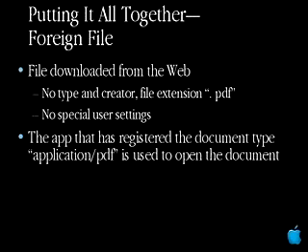If you download a file from the internet, and this file has no type and creator, and let's say it ends in .pdf, and again, with no special user settings, we will first find out, .pdf, what type is that? We'll find out it's Acrobat PDF documents. And then again, we'll use the most recent app that knows how to deal with those type of documents.